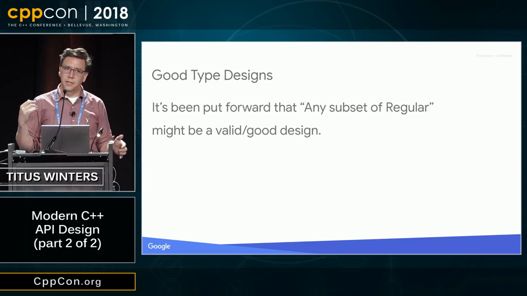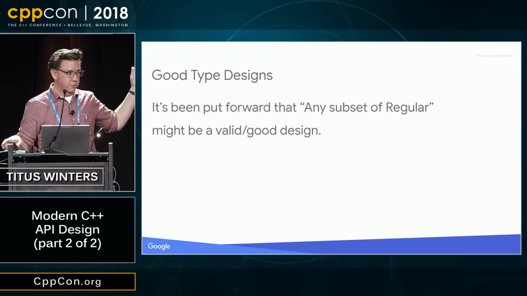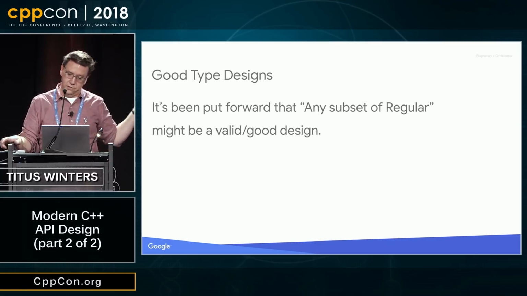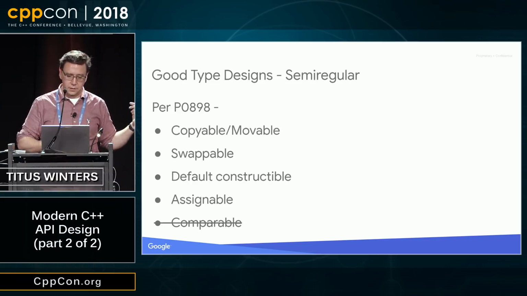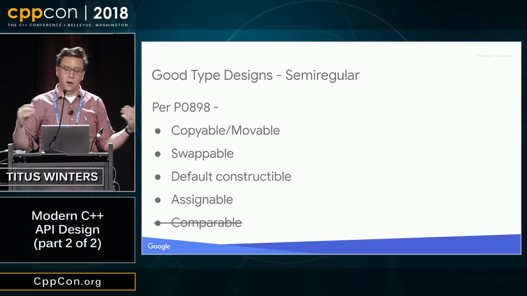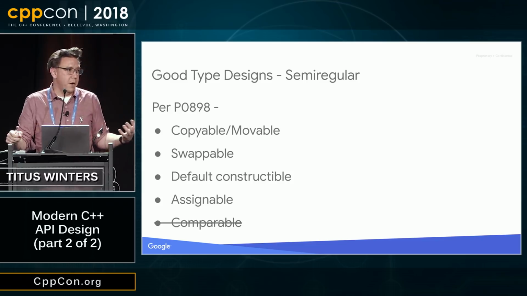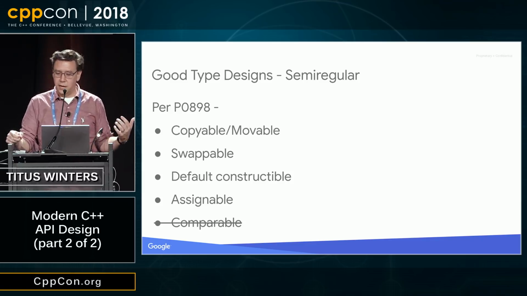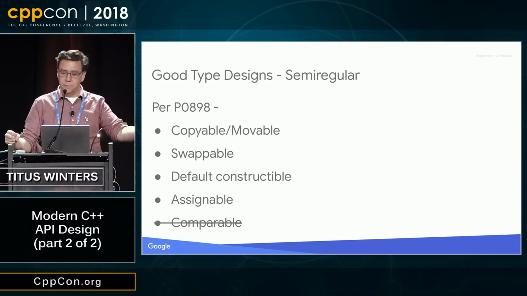It's been suggested to me from Matt Calabrese that anything that is a subset of regular is probably okay. And once he said that, it turns out that all of my examples, I think, are actually just a subset of regular. So, for instance, there's semi-regular in terms of standard library concepts. This is all of regular except comparable. These are the objects that can be treated as values minus comparability. It's roughly the set of types that you can put in a vector. This is commonly raised as a more traditional correct design for a type like span. If it can't deep compare, just don't make it comparable.